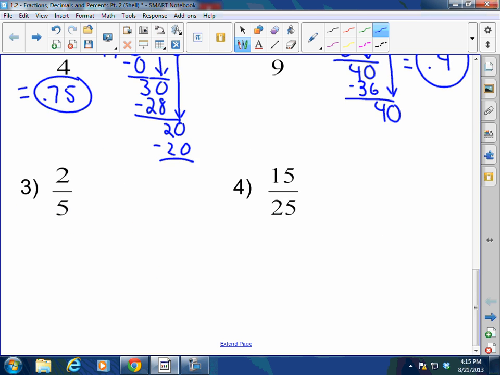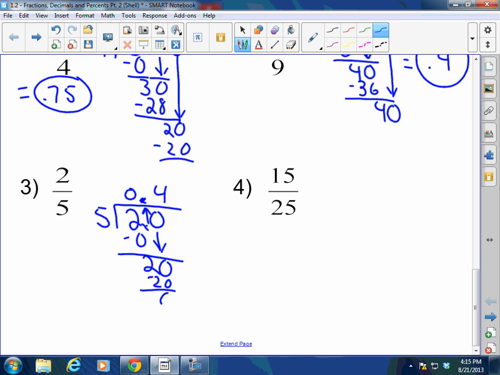2/5. It's an easy one. That's 0.4. Why? Well, you've got a 5 on the outside, 2.0 on the inside. 5 goes into 2 0 times. So I've got 20. Bring up that decimal. Never forget to bring up that decimal. Very important. 5 goes into 20 4 times. So 2/5 equals 0.4.